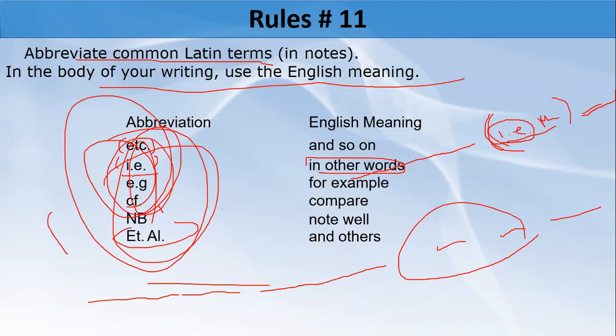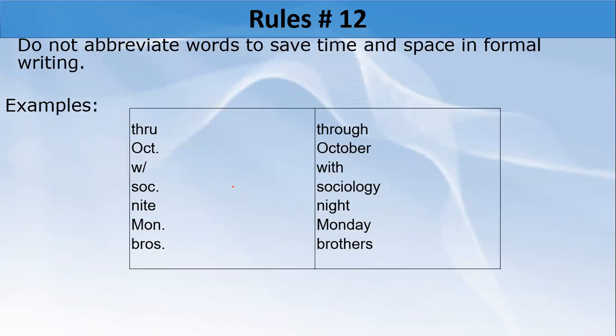People have started using these things. Things are changing now, but typically, according to the rules and norms, we must write these abbreviations inside parentheses. If we want to write things as part of our sentences, then we need not abbreviate these things. Do not abbreviate words to save time and space in formal writing.